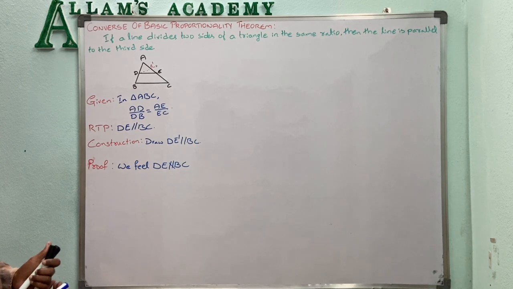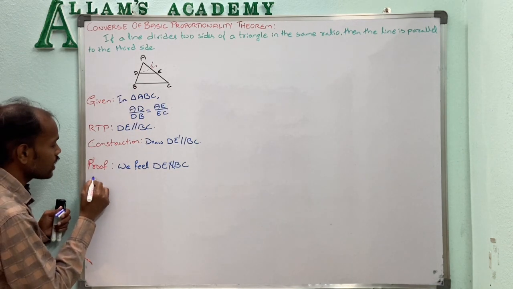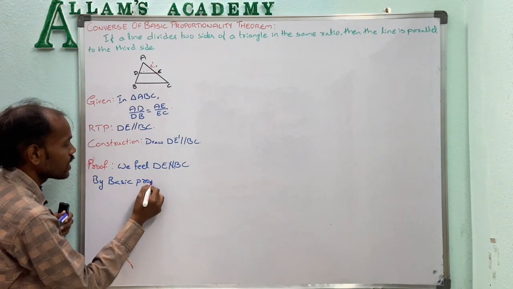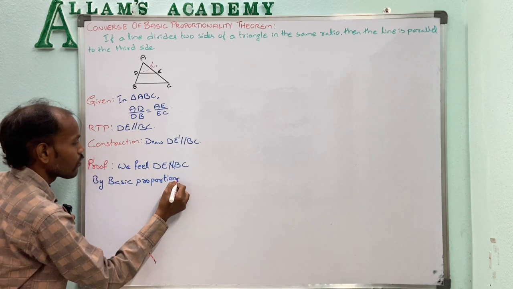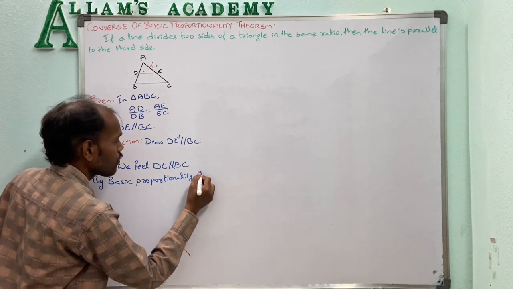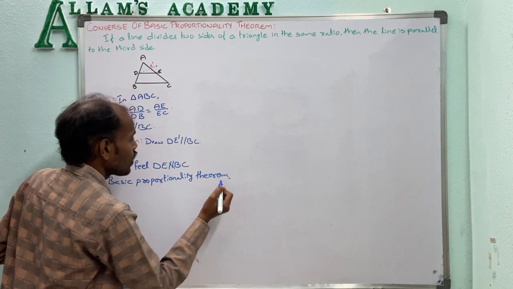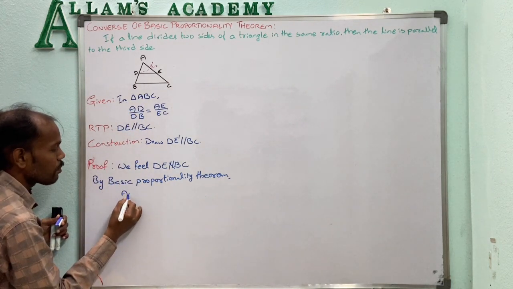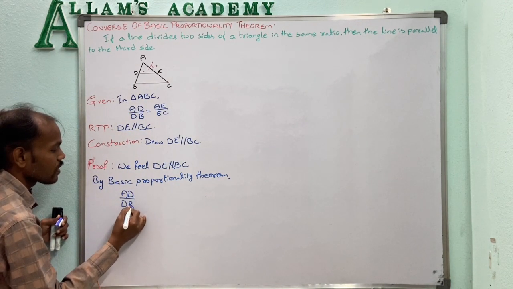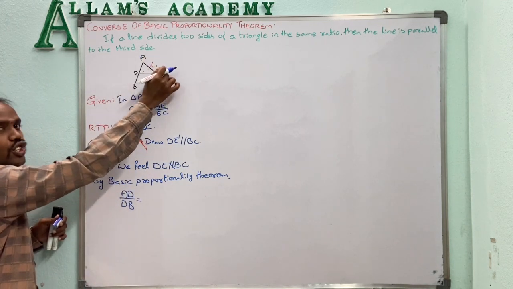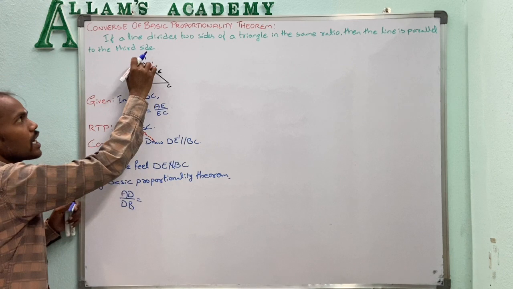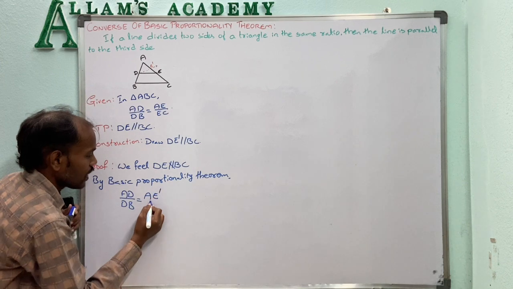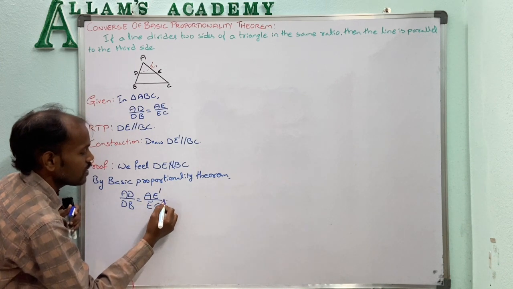So by basic proportionality theorem, we know that AD by DB, so that is the parallel line, means the dividing ratio of those points is equal. So AD by DB equal to AE dash by E dash C, AE dash by E dash C.